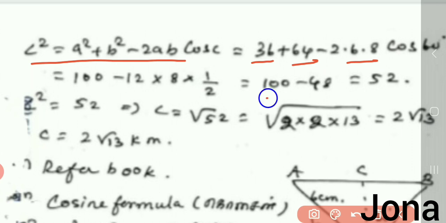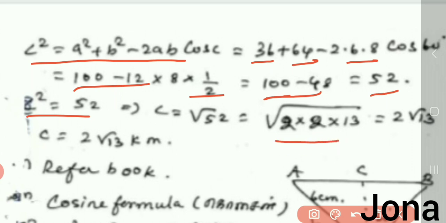And then multiply and add, we can have this 100 minus 12 into 8 into that cos 60 value, which is 1 by 2. By simplifying everything, we have 100 minus 48, which is equal to 52. So now we got C square equal to 52. So C equal to root 52, that is nothing but 2 into 2 into 13, which is equal to 2 root 13. So the value of C, that is the distance between the width of the pond, is 2 root 13 kilometer.